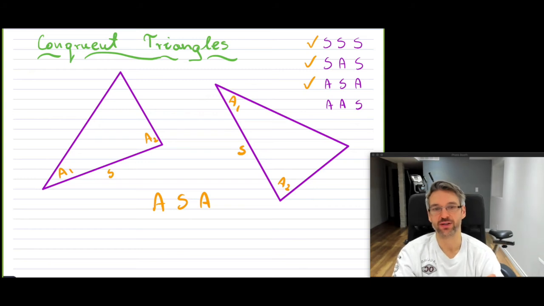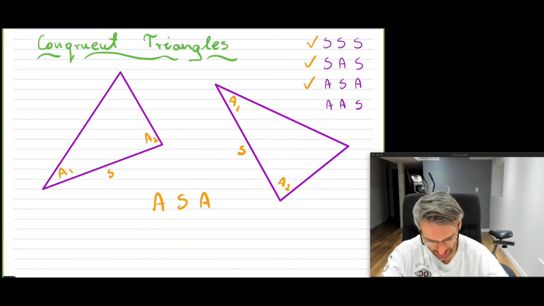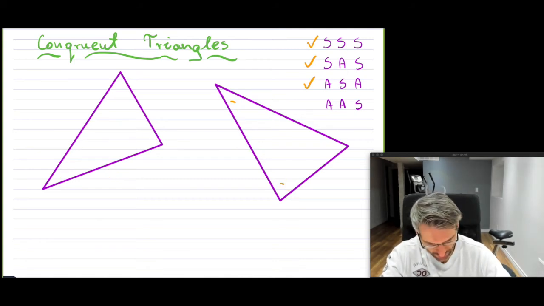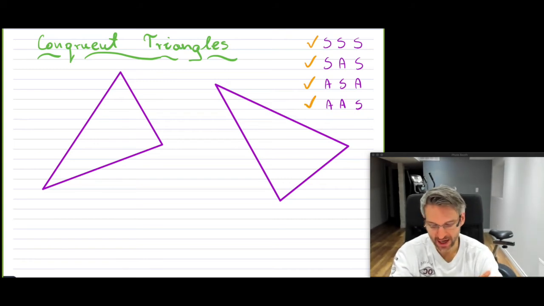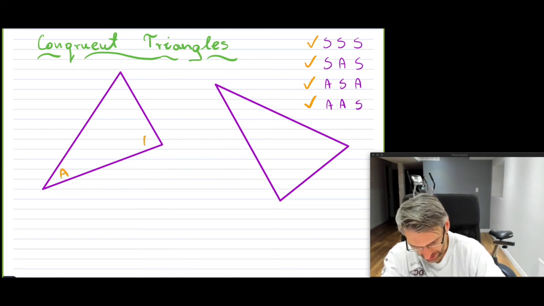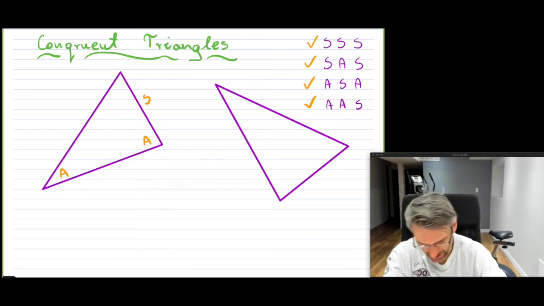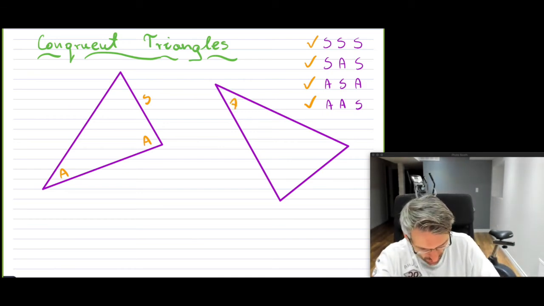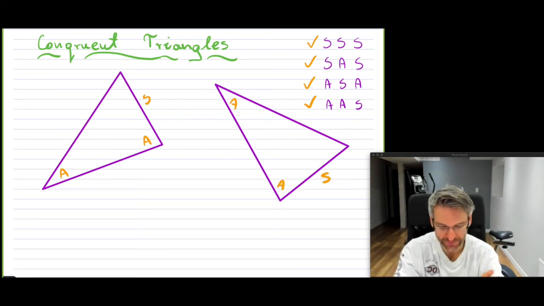And now the final one, which is angle, angle, side. If you can show that, it's kind of an extension of the previous one as well. So if you have an angle, and then an angle, and then the side, and you can find the relationship, that again would show you that those two triangles are congruent.